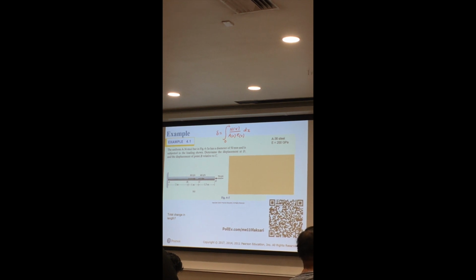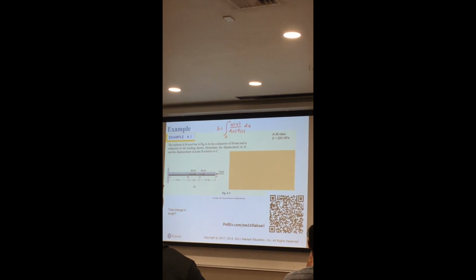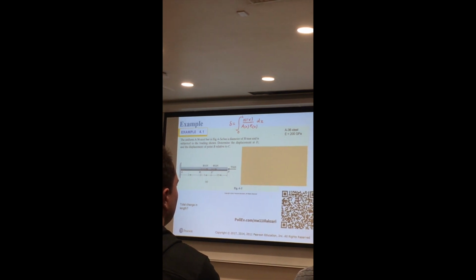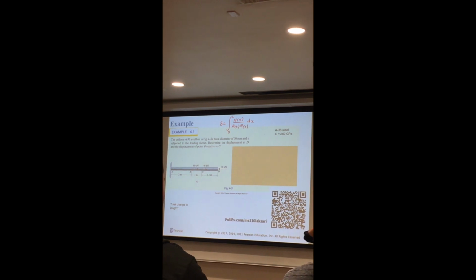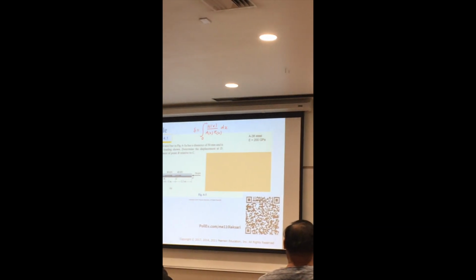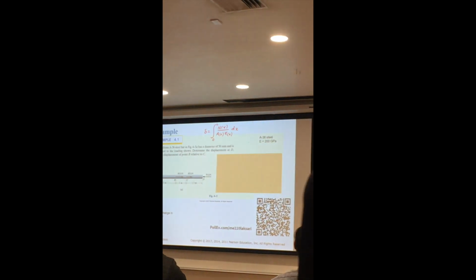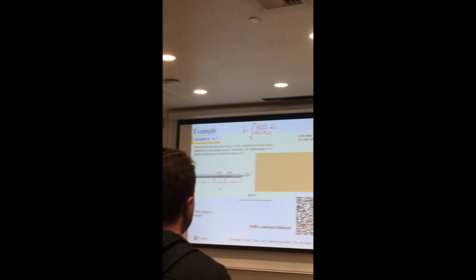So what was the trick with method of sections to simplify this integration? Integration, you know, is more difficult. So what do we do here? Sections that have a constant area, a constant force, and are homogeneous, meaning they have a constant elasticity, can be calculated with a simple formula, NL by AE.